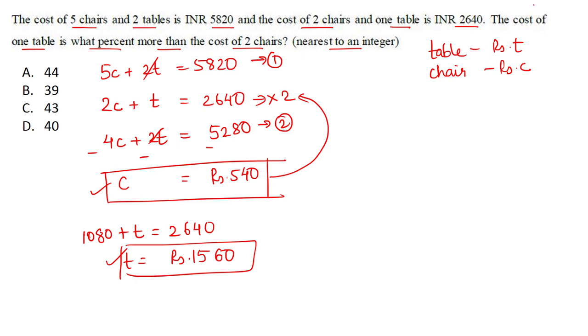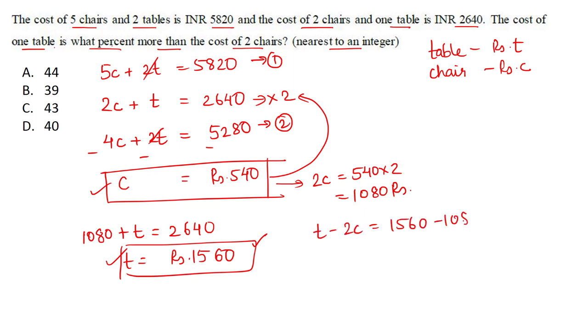Now, we have to find out the cost of one table is what percent more than the cost of two chairs. Cost of one chair is this much. Cost of two chairs is going to be 540 into 2, that comes out to be 1080 rupees. How much is the cost of one table more than the cost of two chairs? Table minus two chairs, that is 1560 minus 1080. That comes out to be 480 rupees. This much is the cost of one table more than the cost of two chairs.